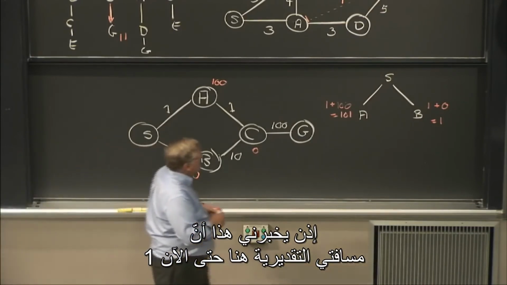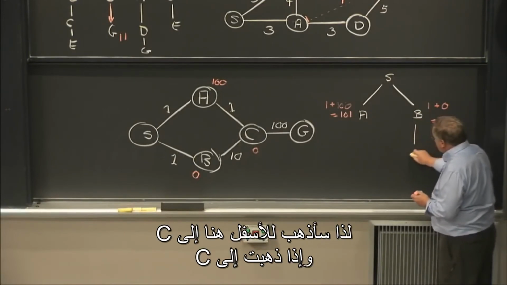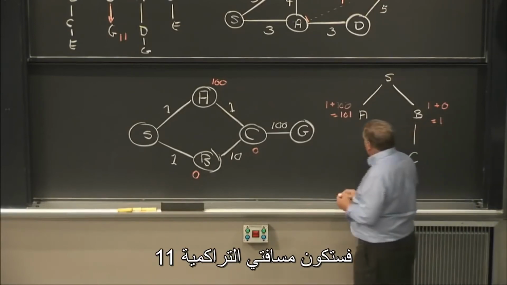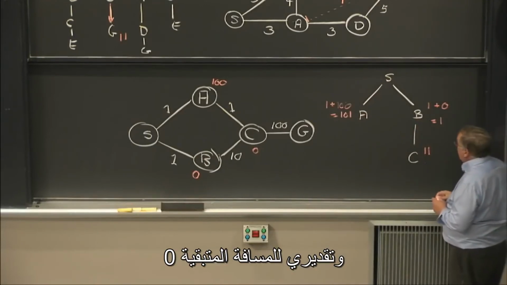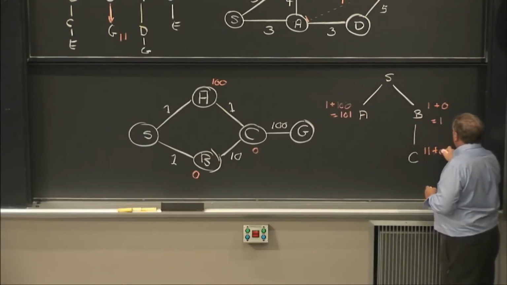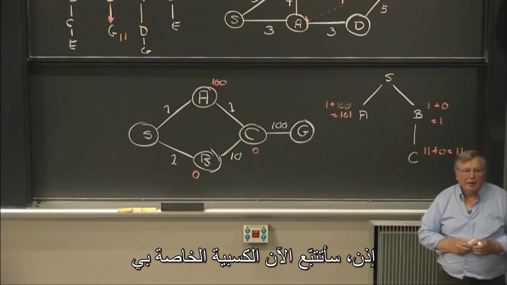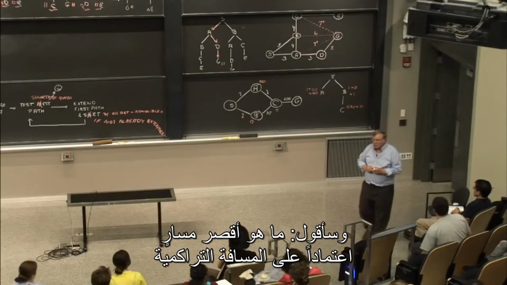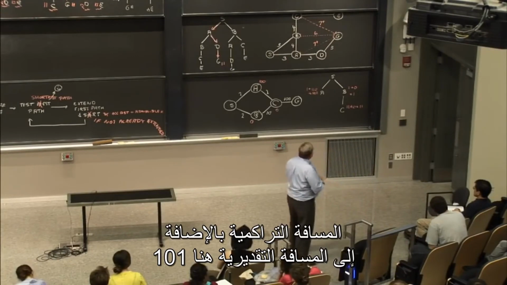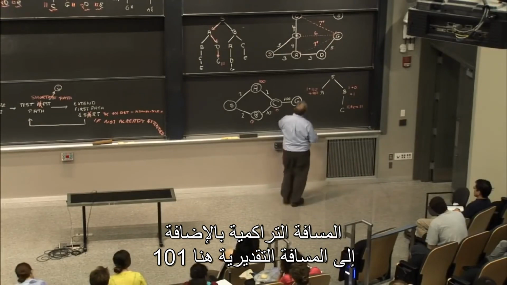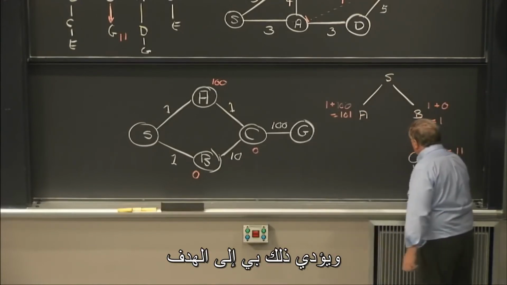So this tells me that my estimated distance here so far is 1, so I'll surely go down here to C. And if I go to C, then my accumulated distance is 11, and my estimate of the remaining distance is 0, so that's a total of 11. So now I'm following my heuristic again and saying what's the shortest path on the basis of the accumulated distance plus the estimated distance. Here the accumulated distance plus the estimated distance is 101. Here it's only 11, so plainly I extend this guy. And that gets me to the goal.